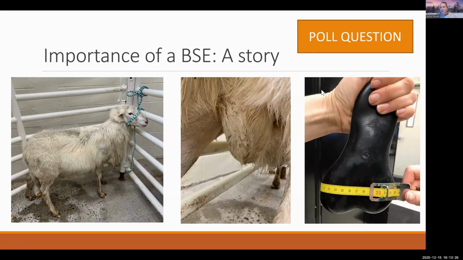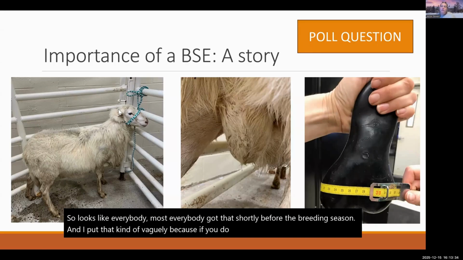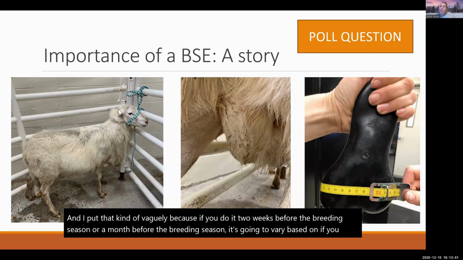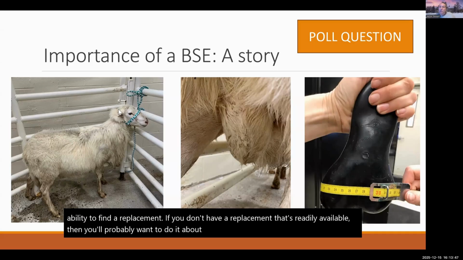Yeah, so it looks like most everybody got that, shortly before the breeding season, and I put that kind of vaguely because if you do it 2 weeks before the breeding season or a month before the breeding season, it's going to vary based on your ability to find a replacement. If you don't have a replacement that's readily available, then you'll probably want to do it about a month before the breeding season to give yourself time to find another one.